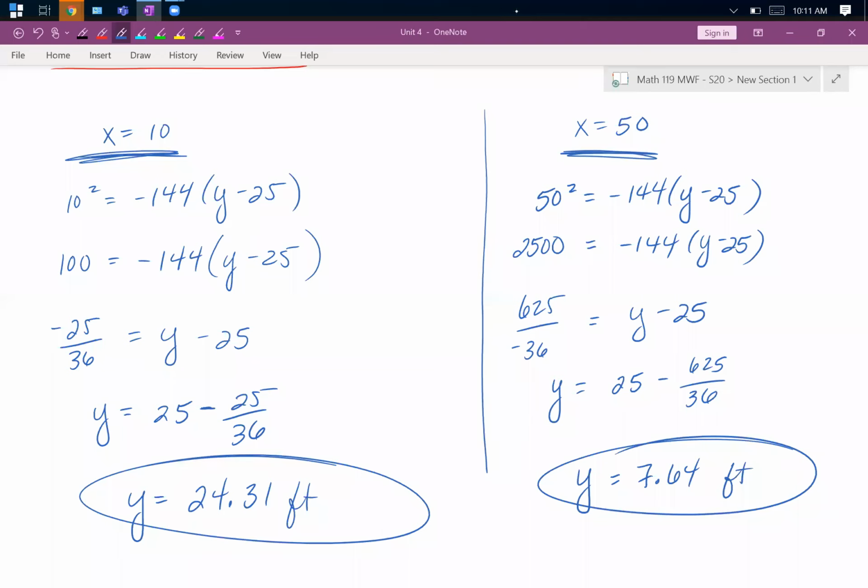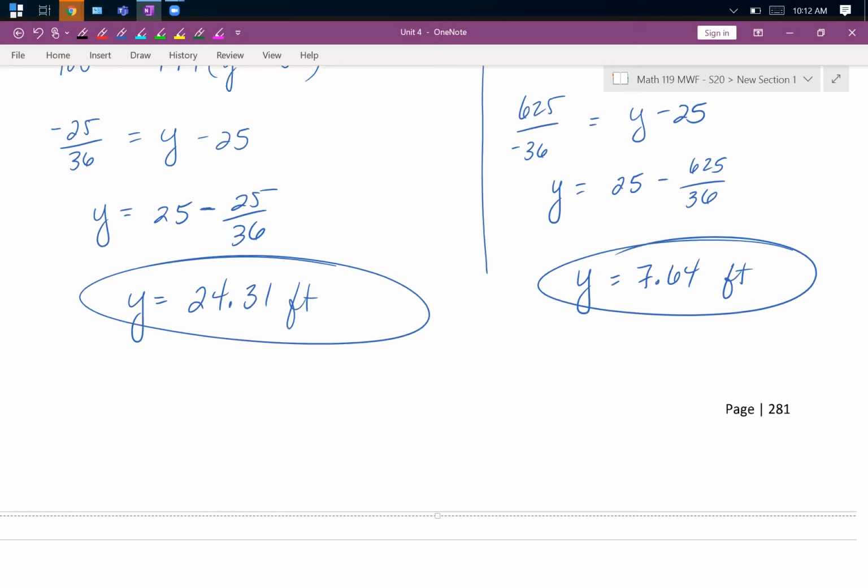Okay, sounds like everybody got 7.638? Oh, okay. All right, so we're going to go to 7.64 on that because we're rounding to the nearest hundredth. Okay, great. That's parabolas. Anybody have questions at all on parabolas? Okay.